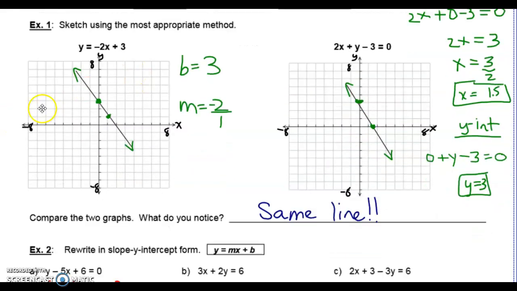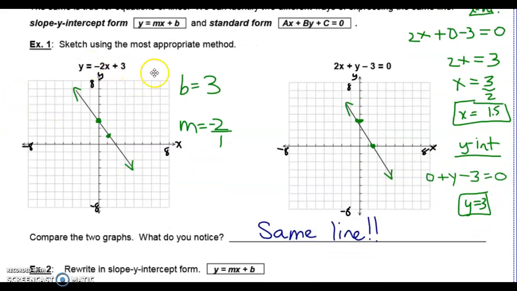So for my first equation, y equals negative 2x plus 3. This equation is in slope-intercept form, so the easiest way to graph this is by identifying first the y-intercept, which is 3, b equals 3, and then identifying my slope. So my slope is negative 2, m equals negative 2, but I actually want to think of my slope as a fraction, so I'm going to rewrite that as negative 2 over 1.